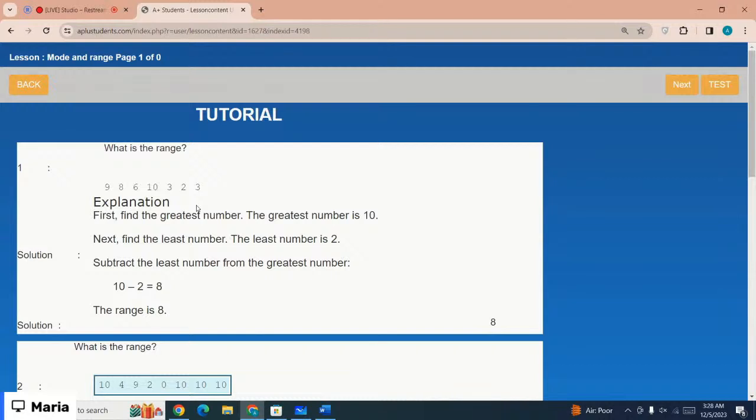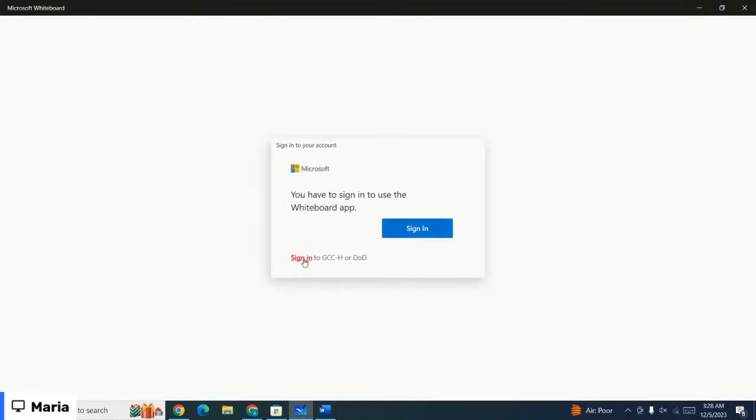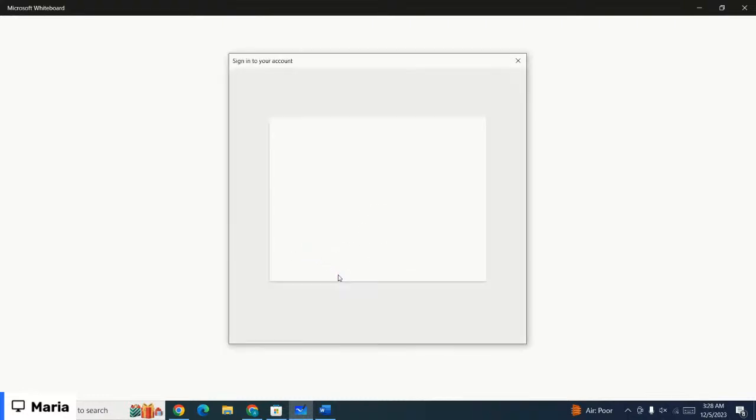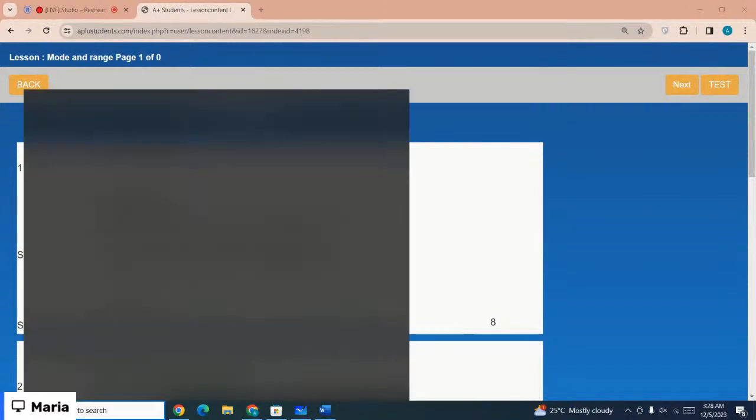We're working on grade 1 math. The chapter we're working on is statistics and probability. And the lesson we're working on is mode and range. I'm just trying to connect the whiteboard because the whiteboard is not connecting. This is what I'm doing. Okay. What is the range? Hold on, let me try.